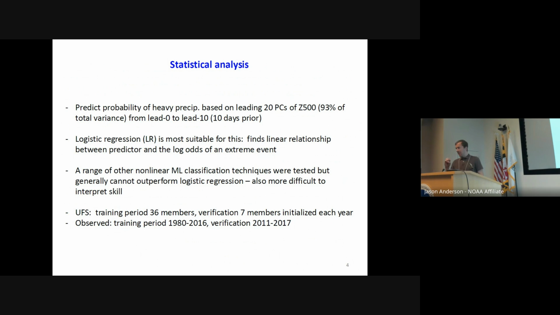To explain heavy precip at each grid point, I use logistic regression. I did try some more nonlinear classification techniques, hoping to improve the skill, but when there's already a lot of skill, it overall seemed to actually degrade it. They're also a little harder to understand. With logistic regression, we'll be able to look at some actual regression patterns, which is nice. We use a big chunk of the data and then verify over 7 independent years for both the observed and the model.